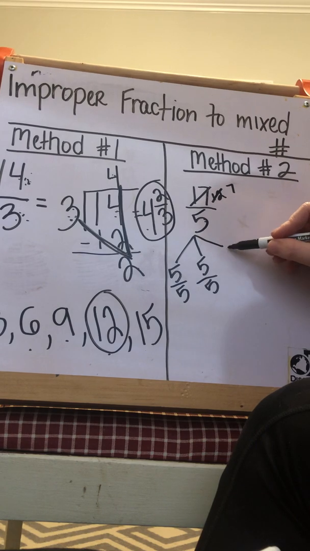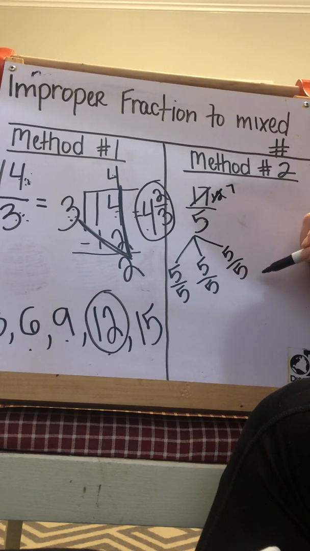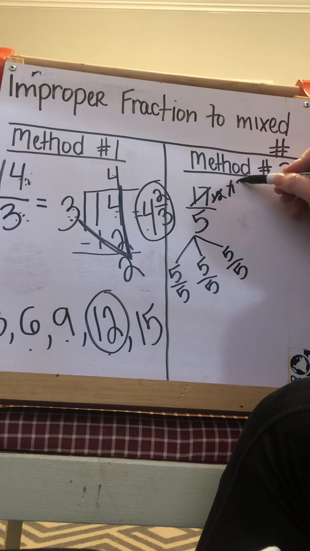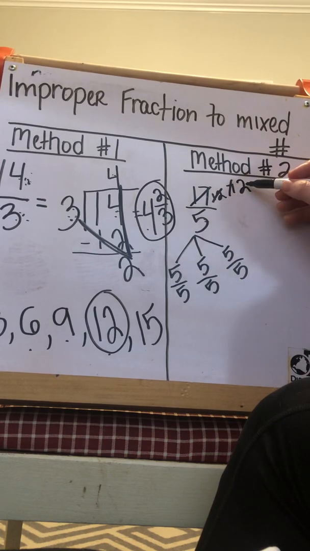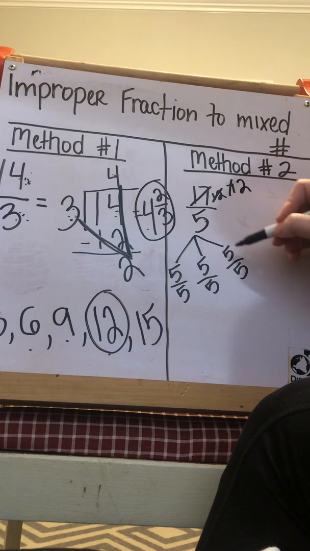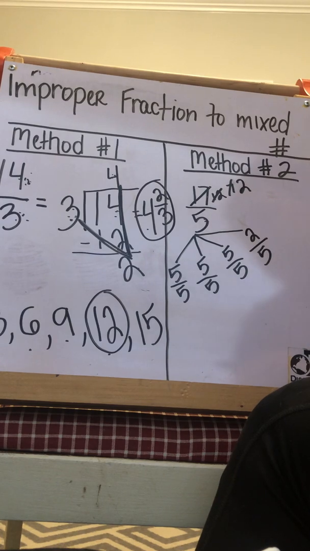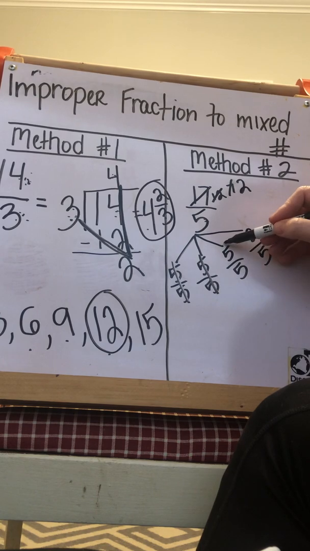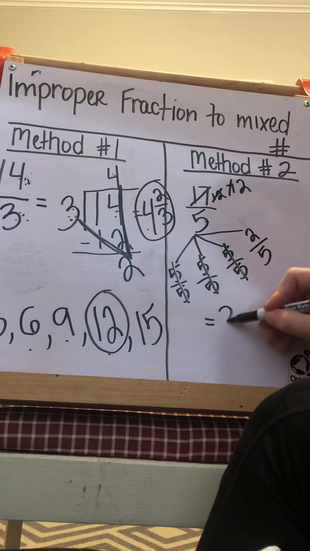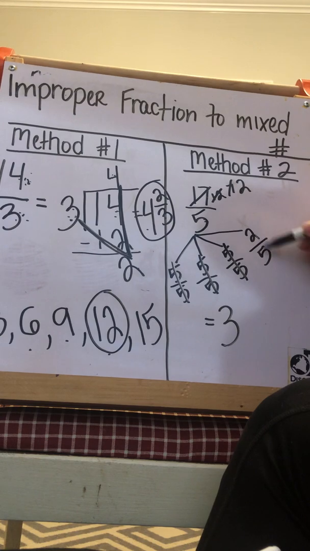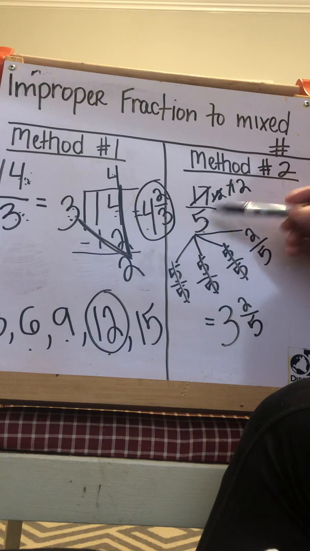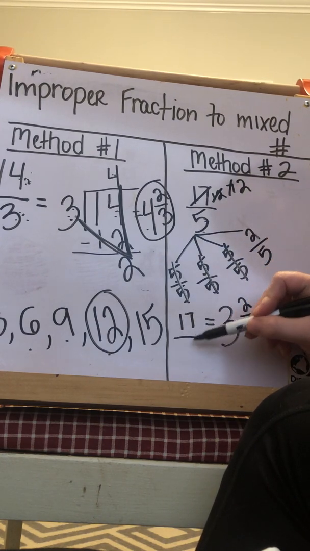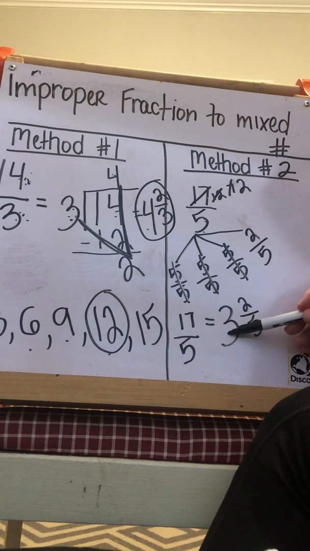I can take out another 5 fifths. So if I took 5 from 7, now I'm left with 2 fifths. Now at 2 fifths, I can't take out another whole. I don't have 5 more fifths to take out. So I'm just going to stick that little 2 fifths there on the end. And this would be 1 whole, 2 wholes, 3 wholes. So that's your whole number 3. And then you have 2 fifths left over. So 17 fifths is equivalent to 3 and 2 fifths.